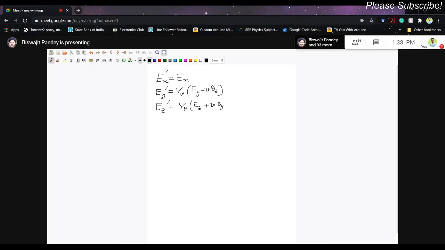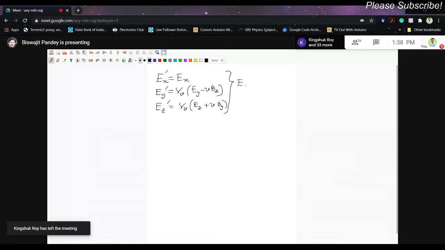Now there is a nice symmetry, you can remember this easily. If I ask you, suppose the frame is moving along the y axis, what should be the transformation? You can figure it out from this expression itself. You don't have to calculate it again, because in that case Ey prime will be equal to Ey, and then Ez prime will be gamma v times (Ez minus v Bx). This is cyclic in xyz, so you just consider xyz in a cyclic manner and write down the equation. It is straightforward. And what are the equations in terms of the parallel and perpendicular components?